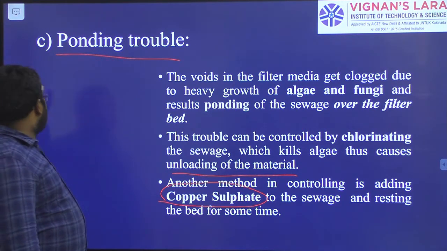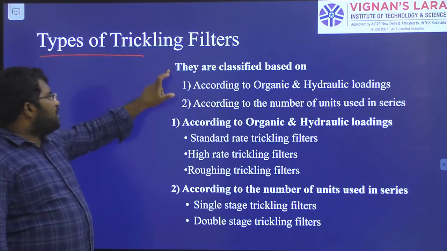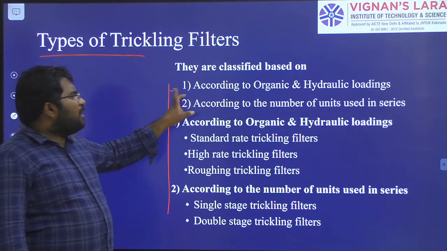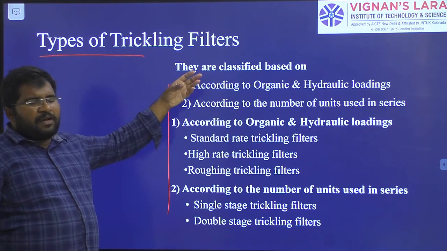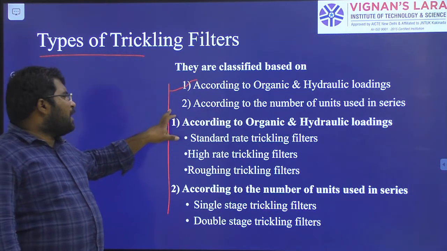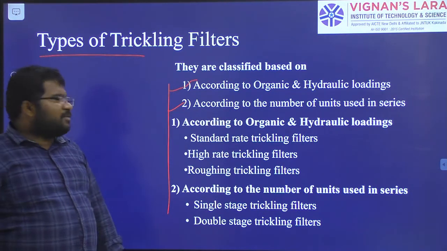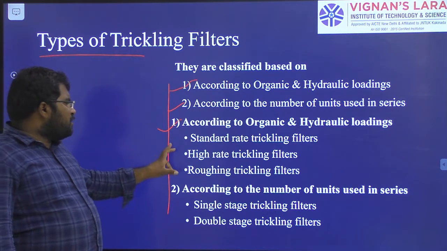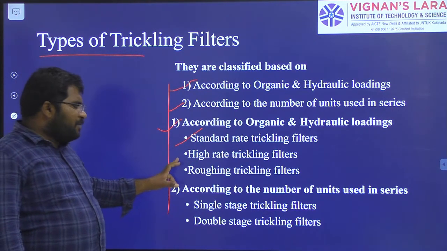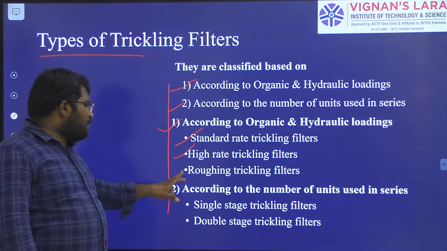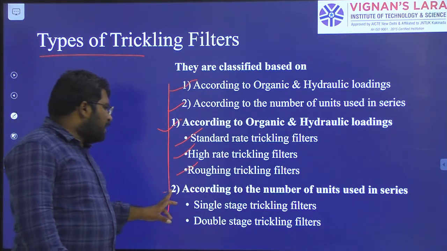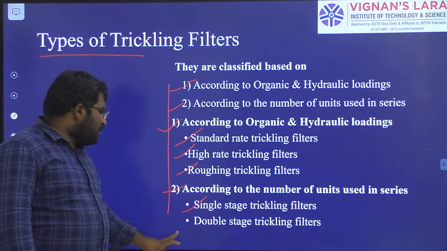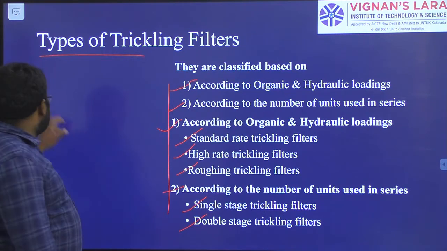Okay. Next, types of trickling filters. This is very important. They are classified according to organic or hydraulic loading rates, based on which we have high rate and low rate, and according to the number of units used in series. According to the organic and hydraulic loading, we have the standard rate or conventional trickling filter, the high rate trickling filter, and the roughing trickling filter. According to the number of units used in series, we have the single stage trickling filter and the double stage trickling filter. Okay, let us see one by one.